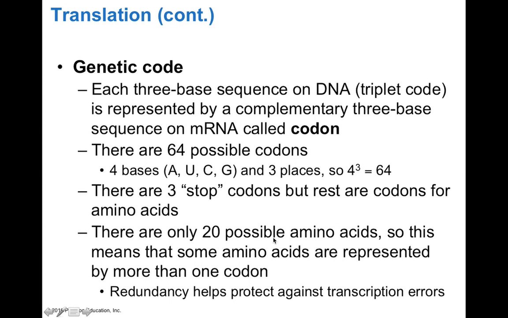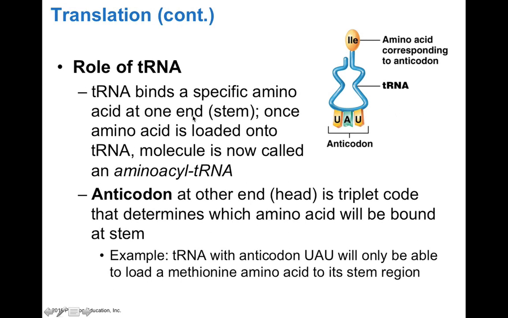Now, there are only 20 possible amino acids, though. So we have 64 combinations of codons. 3 of those are stop. So that leaves 61 other codons. However, there are only 20 different amino acids. So because we have 61 different combinations of codons left, only 20 different amino acids, this means that there are multiple codons that can encode for the same amino acid. Now, this redundancy helps to protect against transcription errors, and it's just a nice way to ensure that proteins are made properly.